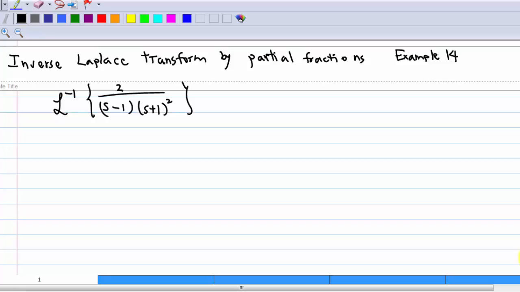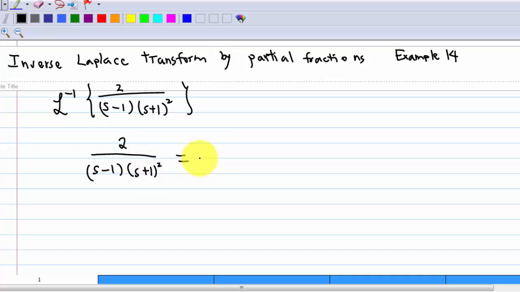In this example, we are going to find the inverse Laplace transform by partial fractions. This is example 14. We are going to find the inverse Laplace transform of 2 over (s minus 1)(s plus 1) squared. Before we find the inverse Laplace transform, we must find the partial fraction of 2 over (s minus 1)(s plus 1) squared.